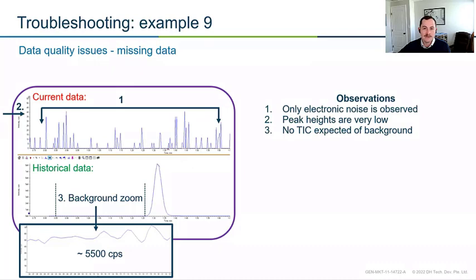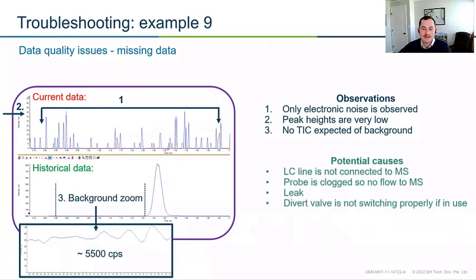I've definitely been here before. And when it's a new method, I may have forgotten to program my diverter valve properly. So instead of going to my mass spec, it was always going to my waste. But if it's not a new method and nothing has changed, you likely have a leak. More than likely, it's probably in your column oven.